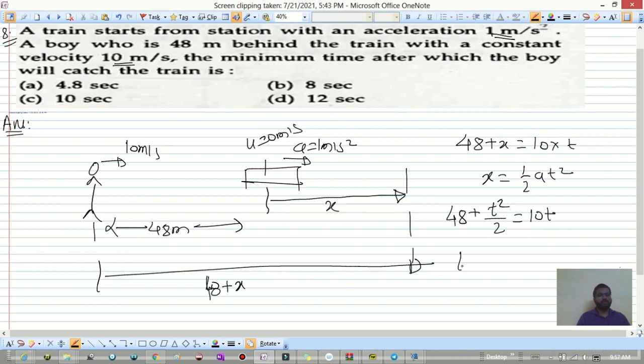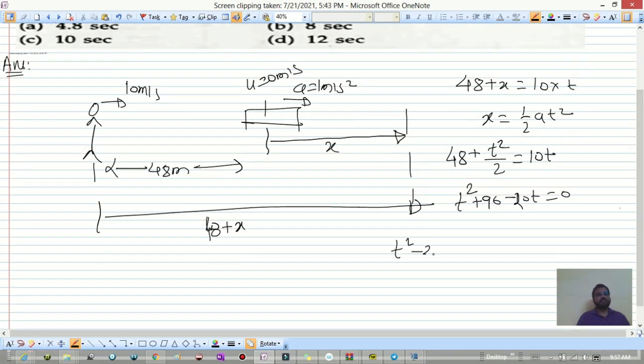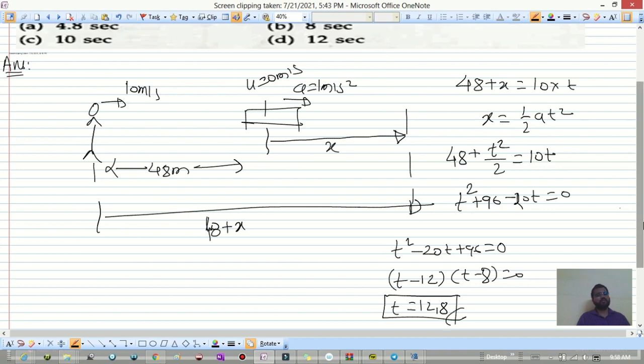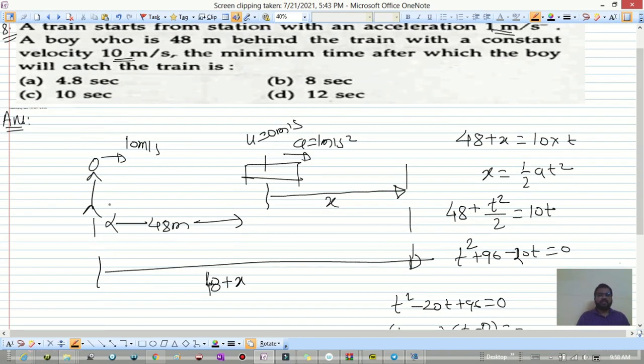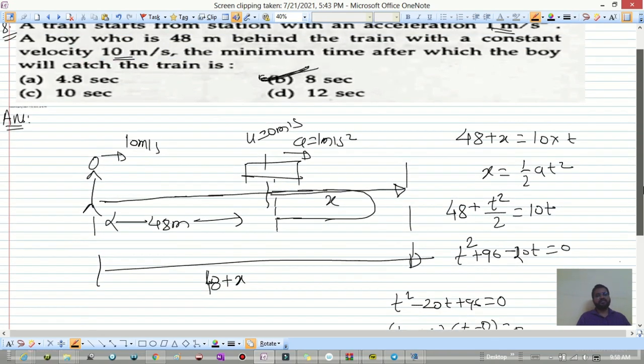Now multiply by 2. It will become t squared plus 96 minus 20t is equal to 0. So we have t squared minus 20t plus 96 is equal to 0. And if you just see, it is t minus 12 and t minus 8 is equal to 0. So t is equal to 12, 8. Now why did we get two answers over here? While traveling towards the train, the boy will cross the train one time, and then the train will speed up and cross him once more. But we want the least time. That means the least time we have is 8 seconds, not the 12 seconds.